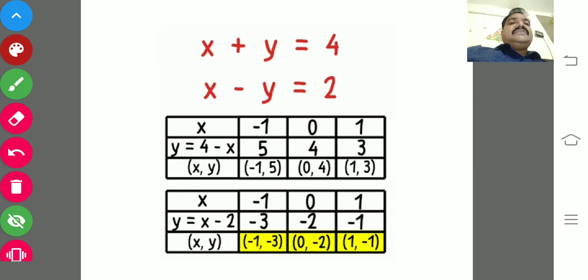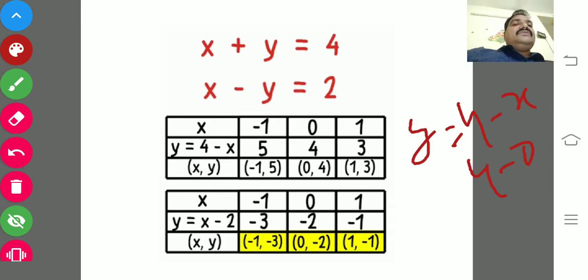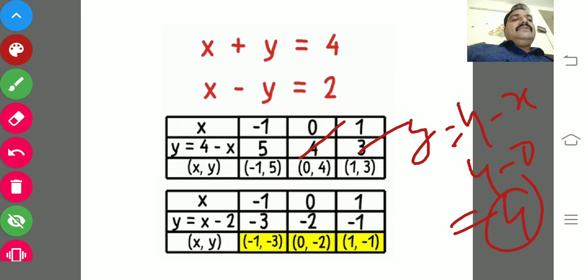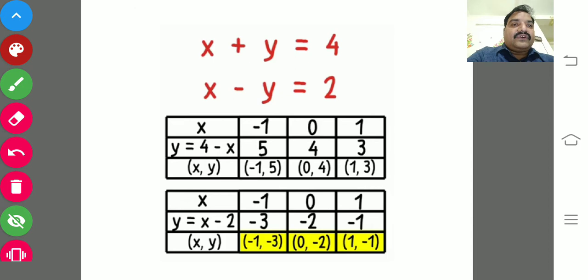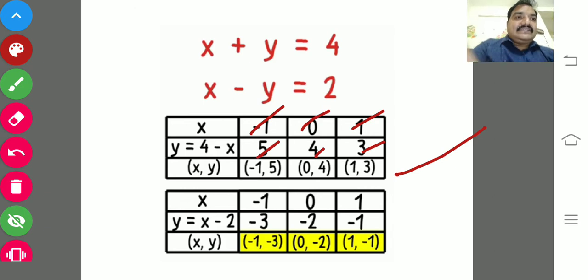So if you substitute 0 in that, you will get y equal to 4 minus x, 4 minus 0, you will get 4. And 4 minus 1 will be 3, 4 minus of minus 1 will be 5. So here the y values you got are 3, 4, 5. You just write the coordinates: minus 1, 5, 0, 4, 1, 3. So this is a part of the first linear equation.